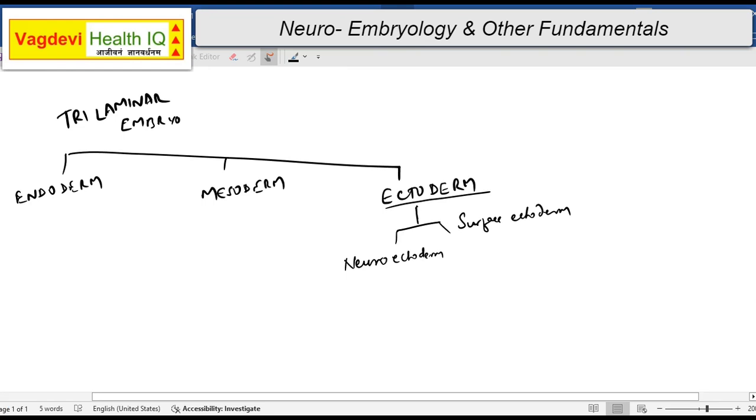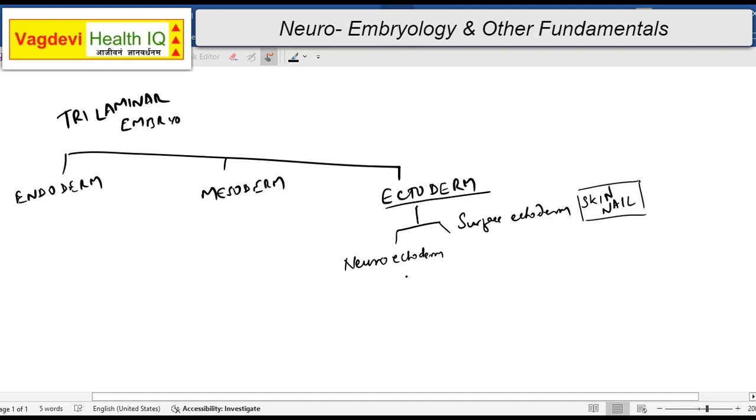Cool. So in surface ectoderm, again, we will not be interested. Can anyone tell me at least a single system which comes from endoderm, which comes from mesoderm? Just type in the comment. Surface ectoderm, as the name says, the skin, nail, all these come out from this ectoderm later. But neuroectoderm is where exactly our nervous system comes from.